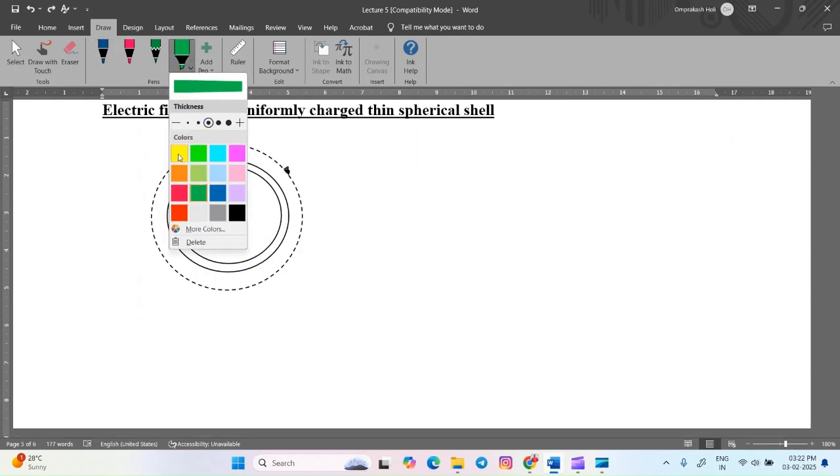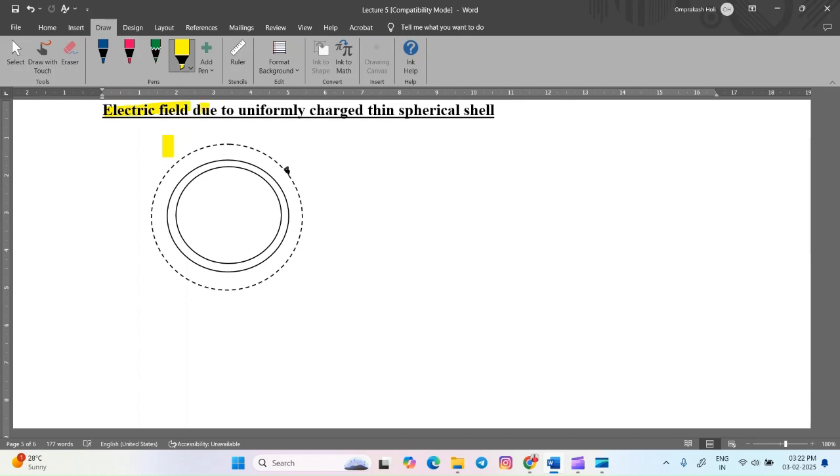Therefore, this is the expression for electric field intensity due to a uniformly charged infinite plane sheet. Now let us derive the expression for electric field due to a uniformly charged thin spherical shell.